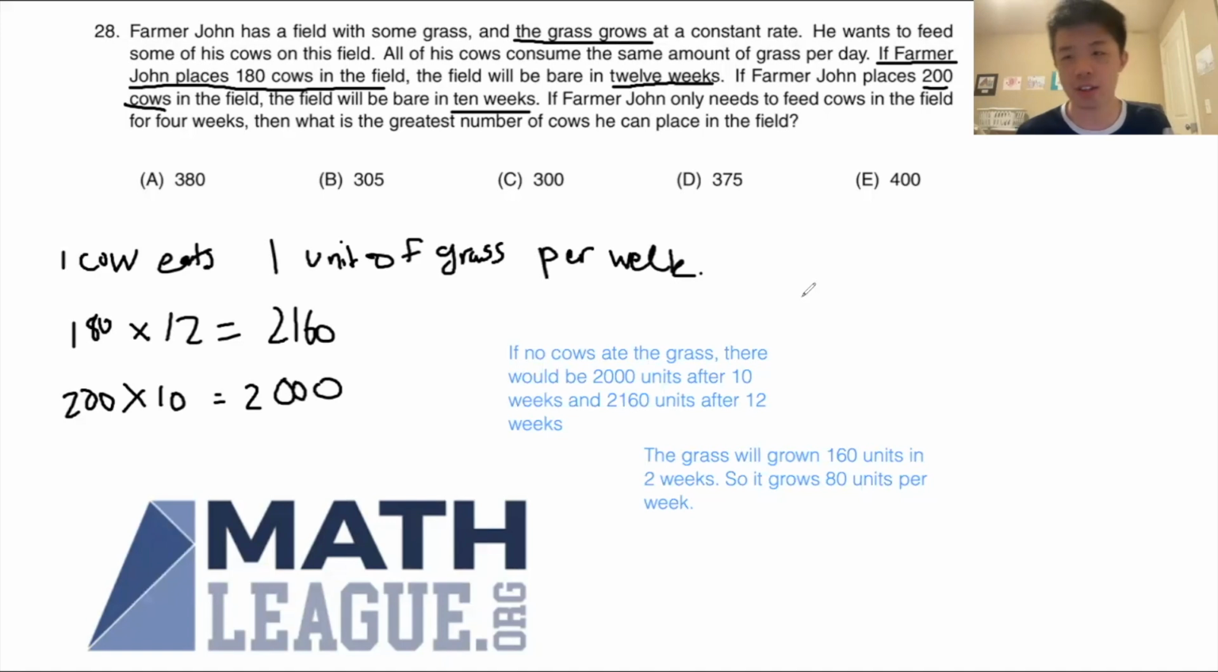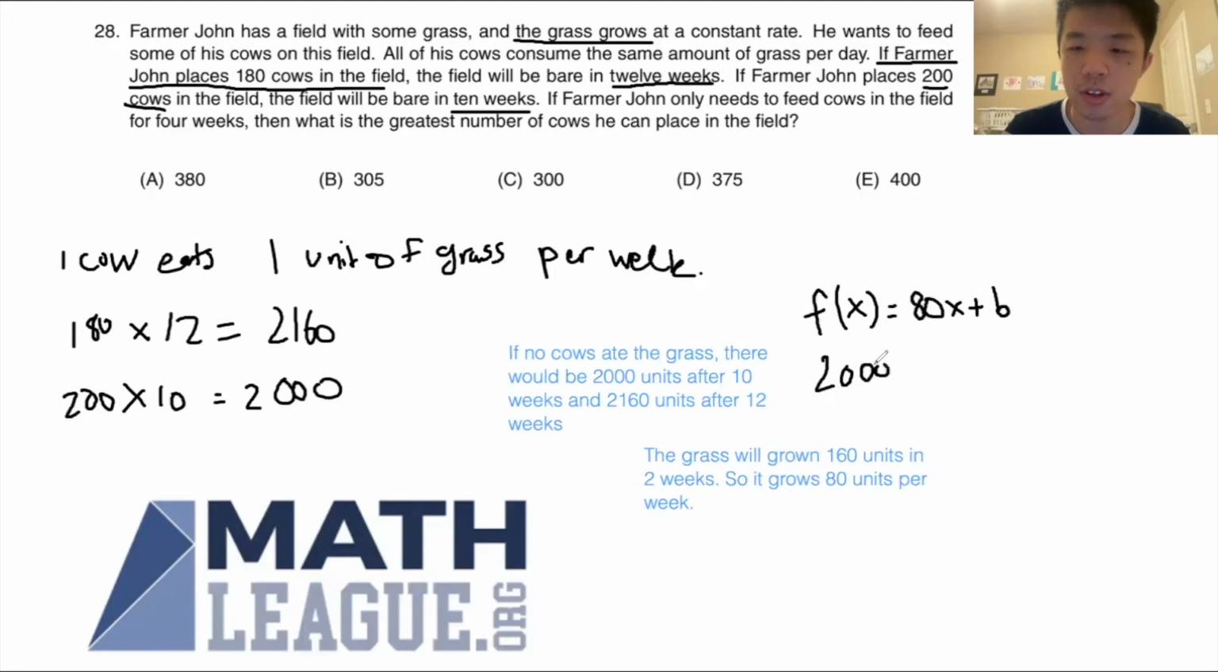We know that the amount of grass in the field, we can represent it as some function, f of x. And we can say that it's equal to 80x plus some constant, where x is the number of weeks. We don't know what the constant is yet. We're going to call it b. But we can very easily calculate b by setting x equal to 10, because we know that f of 10 is 2,000. After 10 weeks, there would be 2,000 units of grass. So we get 2,000 equals 800 plus b. So b is 1,200.